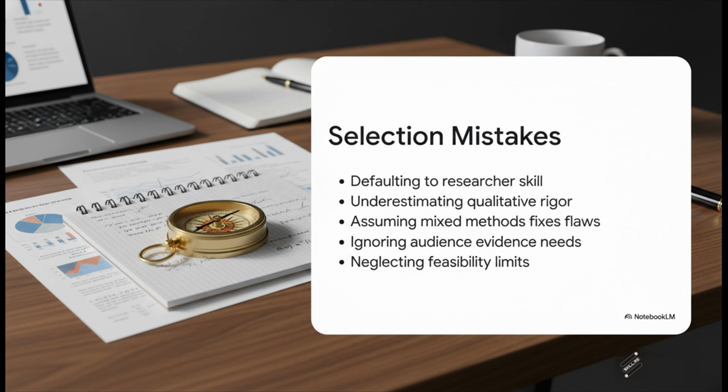First, don't default to your own personal skills. Let the question drive the method. Second, do not underestimate qualitative rigor. It's not just anything goes, it requires strict purposeful sampling. Don't ignore your audience either. A clinician wants to know the mechanism, while a policymaker just wants the prevalence data. And never, ever neglect feasibility. Always remember, a well-implemented, rigorous quasi-experiment is always, always better than a poorly implemented RCT.